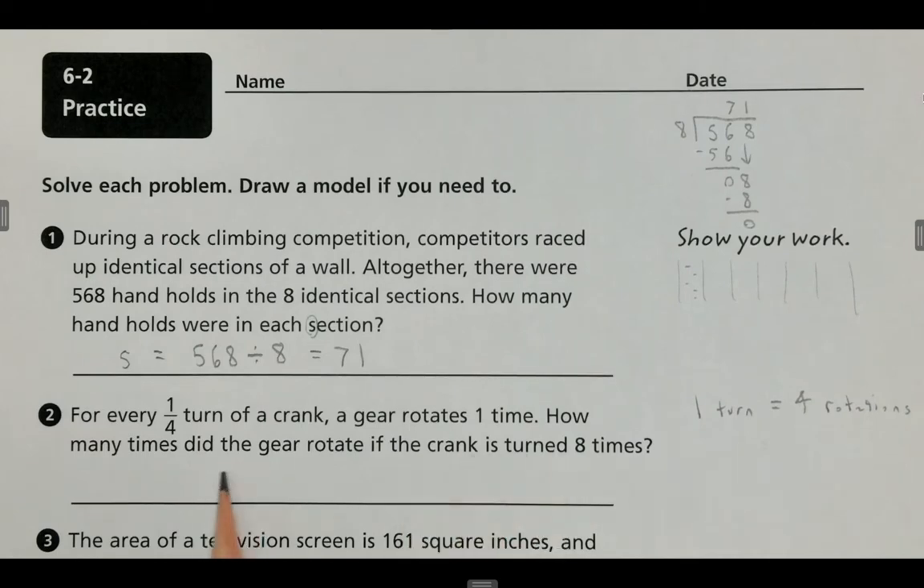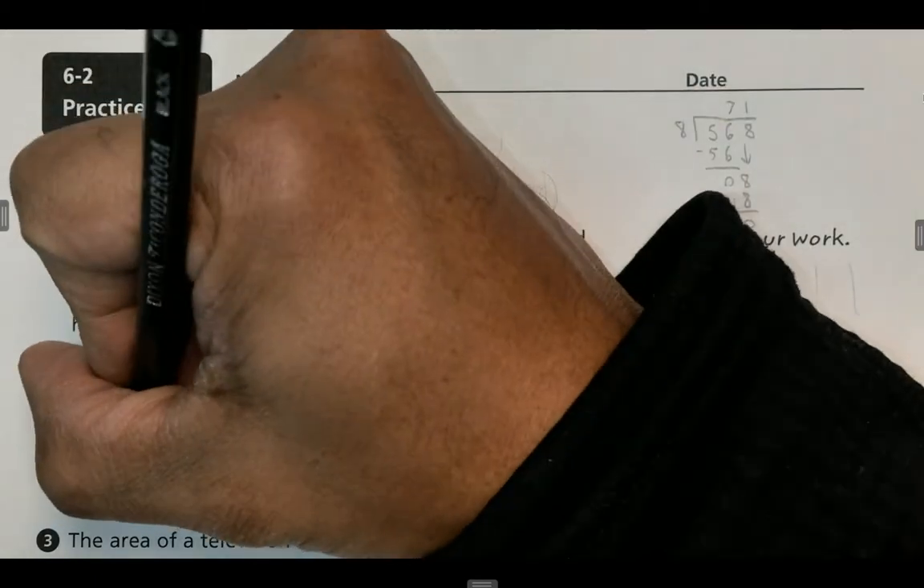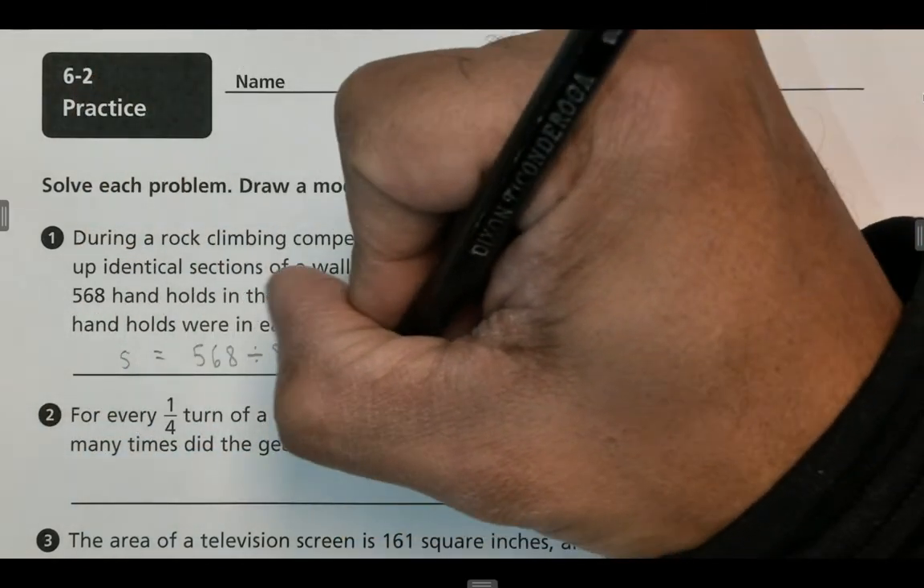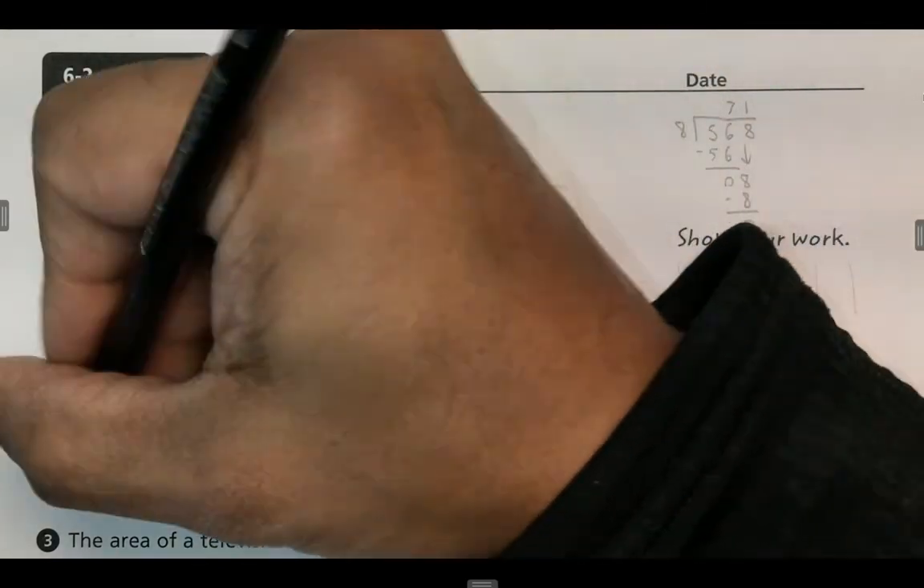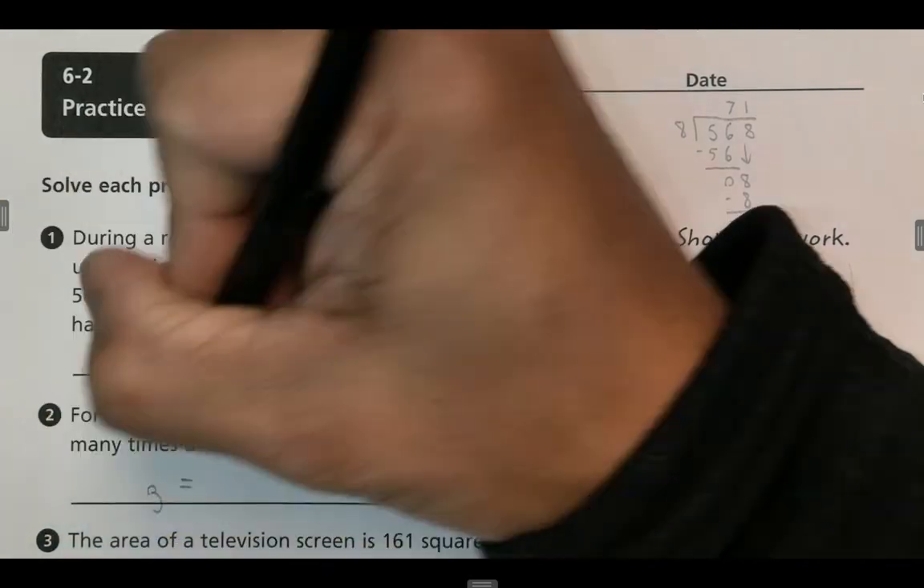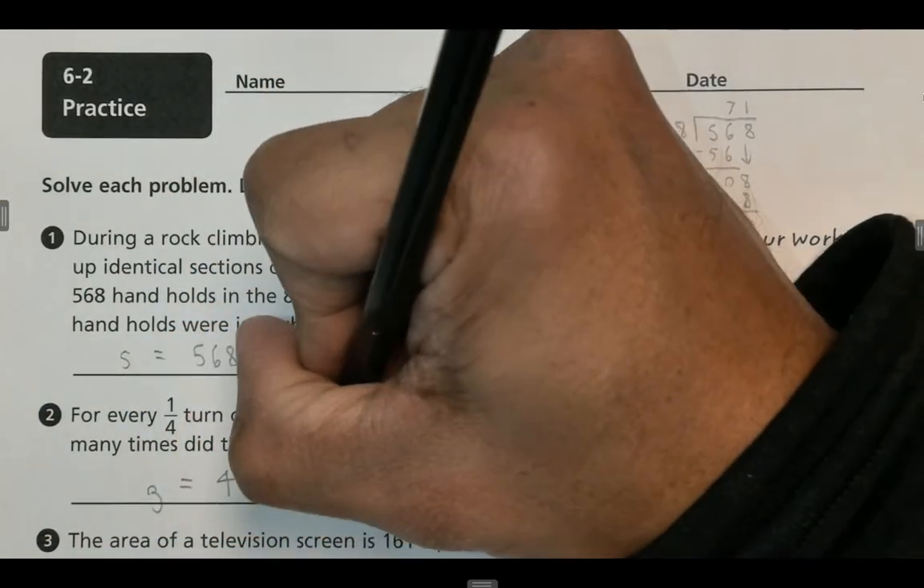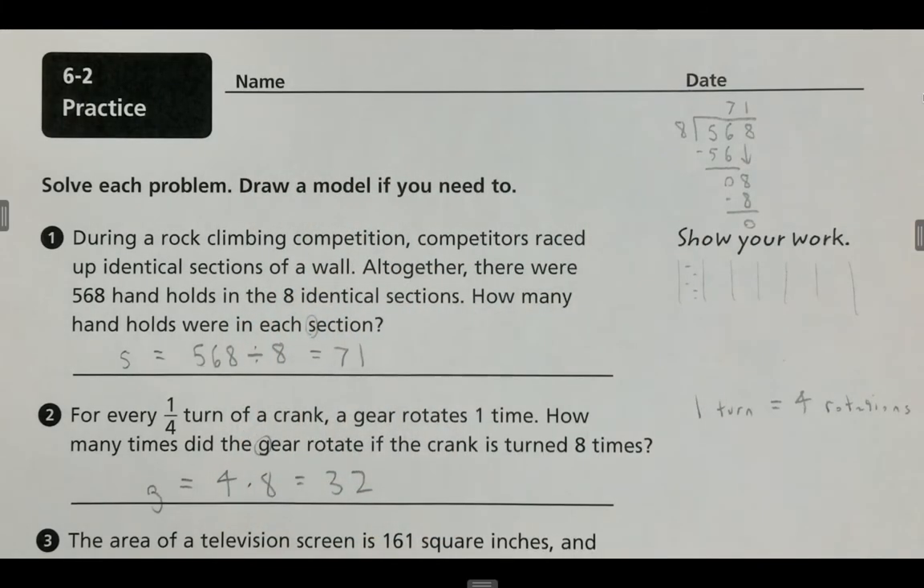Now, how many times did the gear rotate if the crank is turned 8 times? All right, well, if the crank is turned 1 time, we get 4 rotations. So I'm thinking, for how many times did the gear rotate? Maybe G for gear equals 4 times 8. 32.